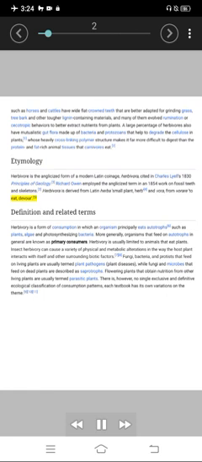Definition and related terms. Herbivory is a form of consumption in which an organism principally eats autotrophs, such as plants, algae and photosynthesizing bacteria.